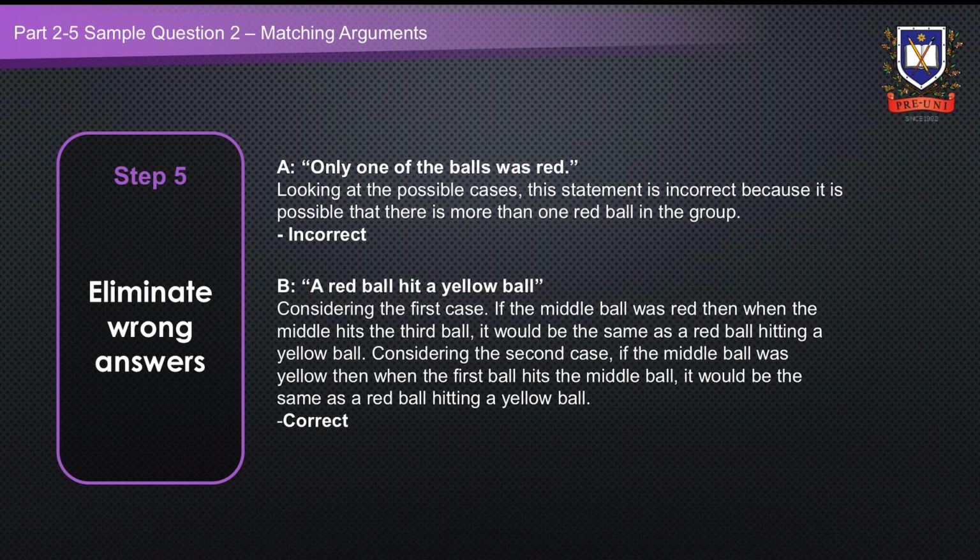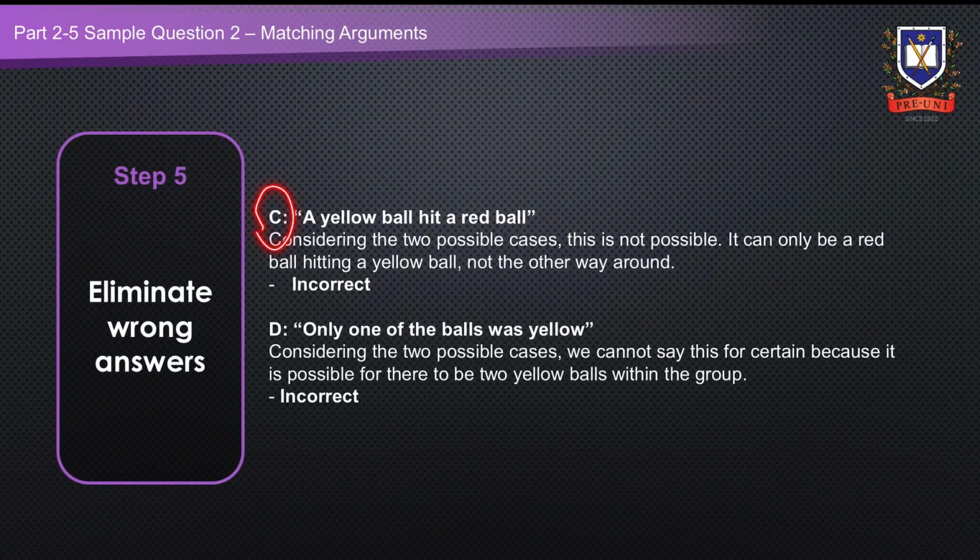Option B states that a red ball hit a yellow ball. Considering the second case, if the middle ball was yellow, then when the first ball hits the middle ball, it would be the same as saying the red ball hit a yellow ball. Therefore, this statement is consistent in both cases and therefore correct. Option C states that a yellow ball hit a red ball. Considering the 2 possible cases, this statement is not consistent with the information and therefore incorrect. It is only possible for a red ball to hit a yellow ball, not the other way around.